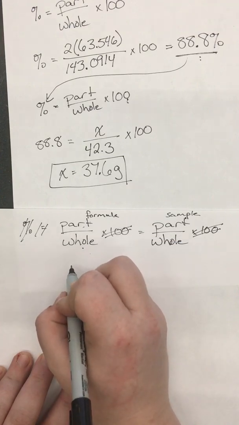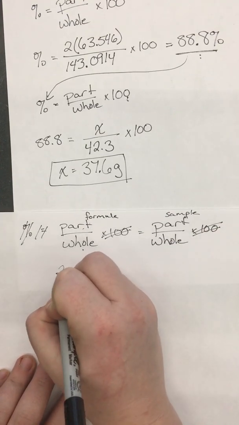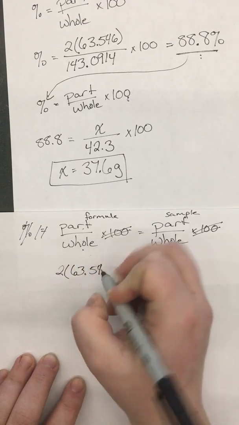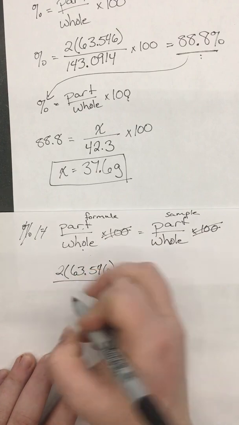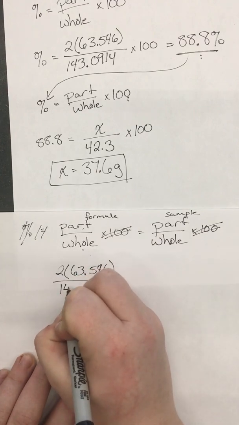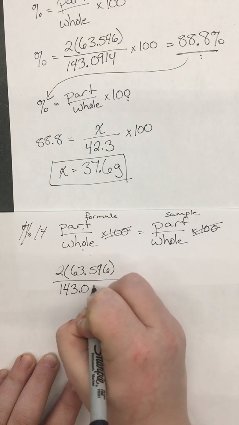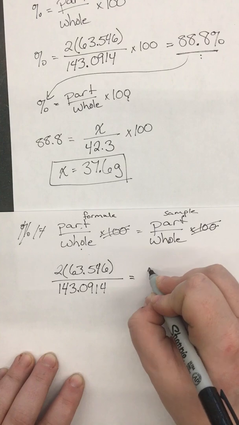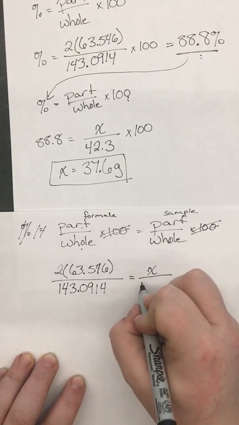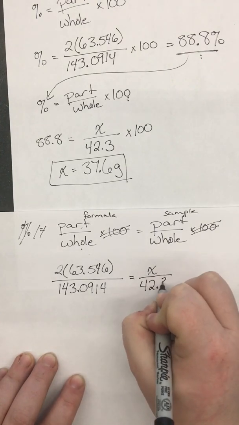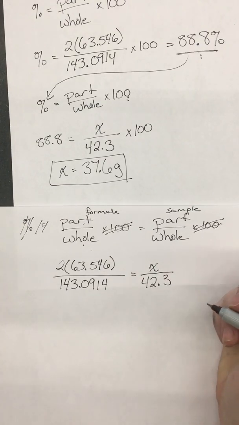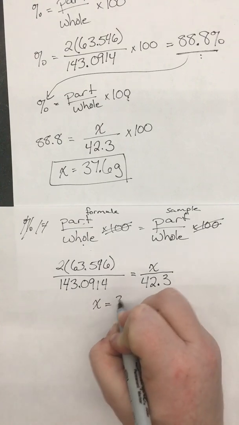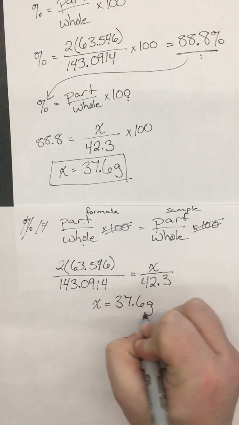So here I would say the part with the formula would be 2 coppers over the entire formula, 143.0914. So part over whole with the formula equals the part that's copper over my entire sample, 42.3 grams. And then I can cross multiply from there and I will get the same answer of 37.6 grams.